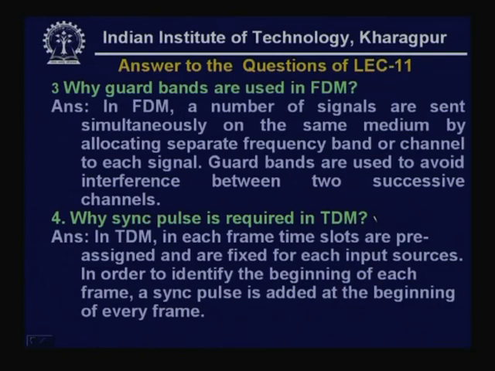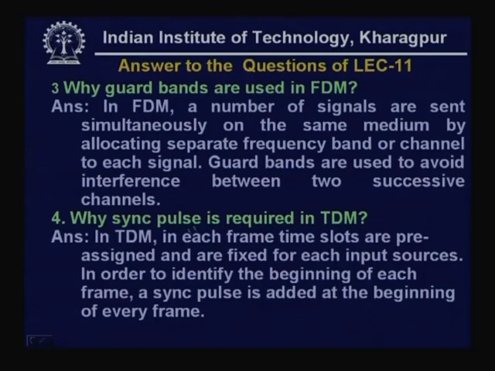Third question was, why are guard bands used in FDM? Answer is, in frequency division multiplexing, a number of signals are sent simultaneously on the same medium by allocating a separate frequency band or channel to each signal. Guard bands are used to avoid interference between 2 successive channels. If you do not provide a guard band, then there is a possibility that signals of 2 adjacent channels will overlap, leading to crosstalk.